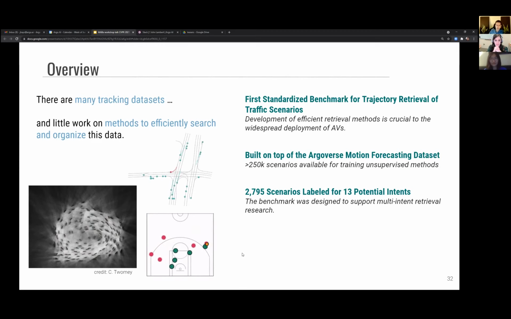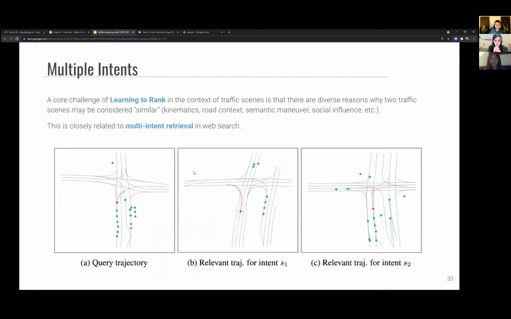But it's not clear how to evaluate that, and there doesn't seem to be a good benchmark for that right now. So we're introducing the first one soon. For example, you might have a query trajectory, as we see on the left, where this vehicle has turned left and then changed lanes and queued behind another object. And here are 2 possible relevant retrievals for that.